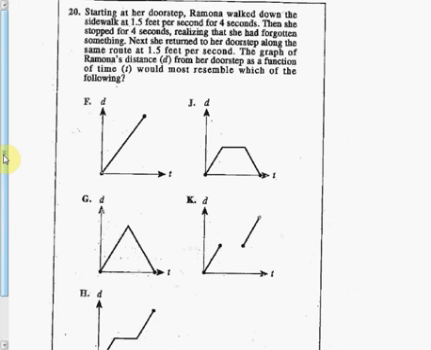realizing that she had forgotten something. So for 4 seconds, she's just standing right there in one spot. Next, she returned to her doorstep along the same route at 1.5 feet per second. So now she walks for 4 seconds, then she stops for 4 seconds, and then she realizes she forgot something, and so then she walks back home at the same rate, 1.5 feet per second. The graph of Ramona's distance, d, from her doorstep as a function of time t would most resemble which of the following? What do you all say?